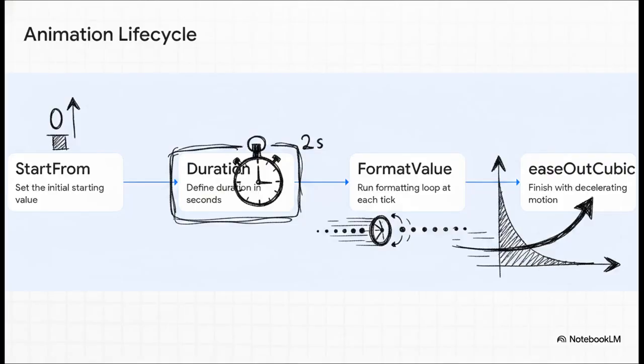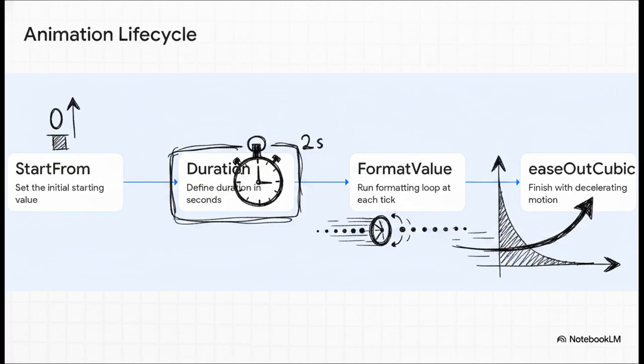Let's break down how this is built in the backend logic, because the animation lifecycle here is absolutely brilliant. Step 1, you set a start from value. Usually you just use 0. Step 2, you define a duration in seconds, let's say 2 seconds. Now, when the card loads, Step 3 kicks in. A timer starts ticking rapidly, calculating the elapsed time.